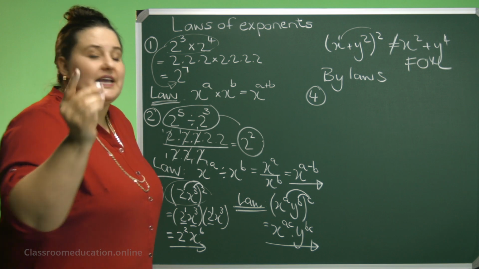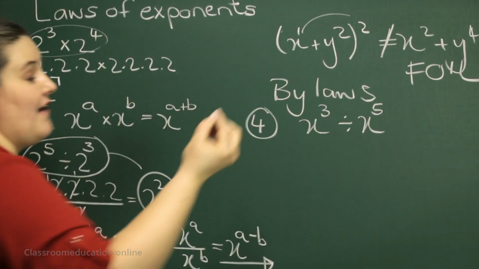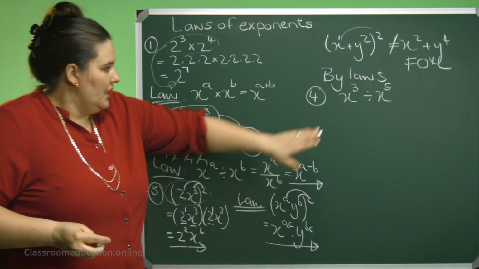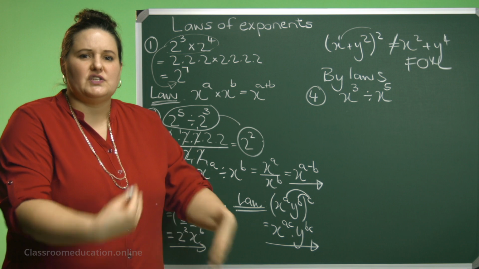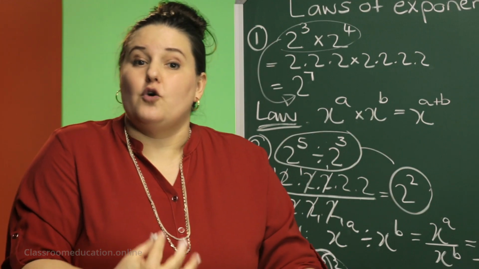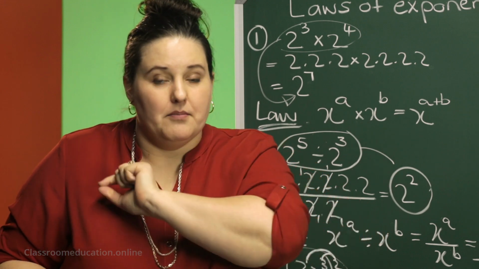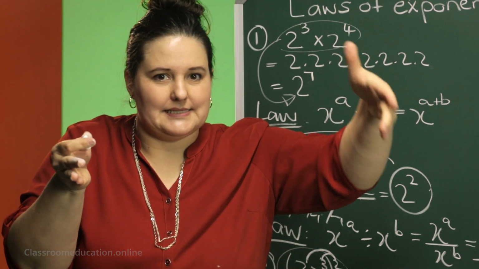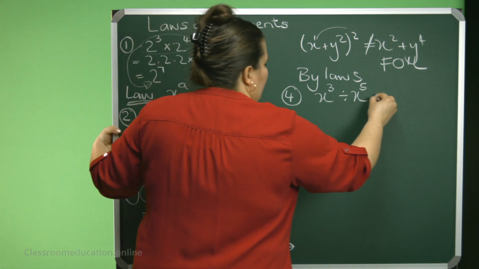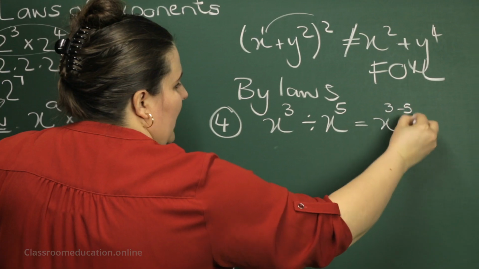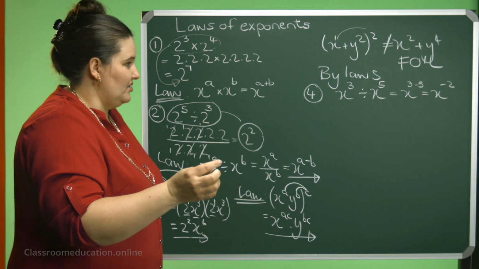How about a question that says x to the power of 3 divided by x to the power of 5? Have a look here. You agree that that's actually my second law of exponents? Yes, bases are the same. They are being divided. And because they are being divided, what do you do with your exponents? You subtract them. How? The first minus the second, not the biggest minus the smallest. So this will be x to the power of 3 minus 5, x to the power of -2. Okay.